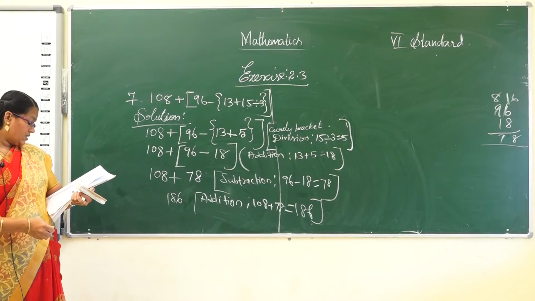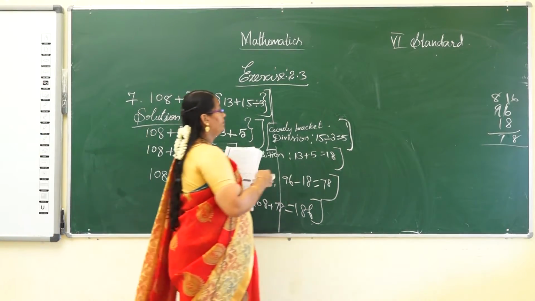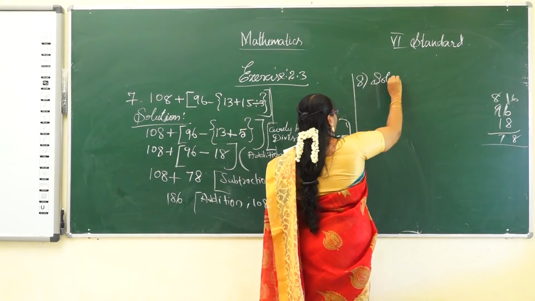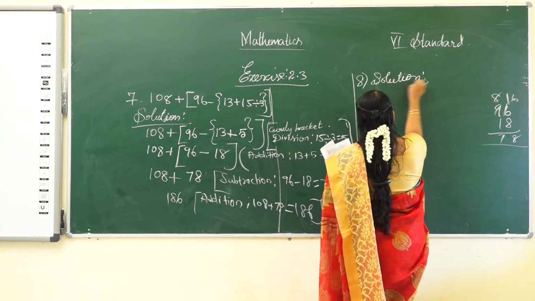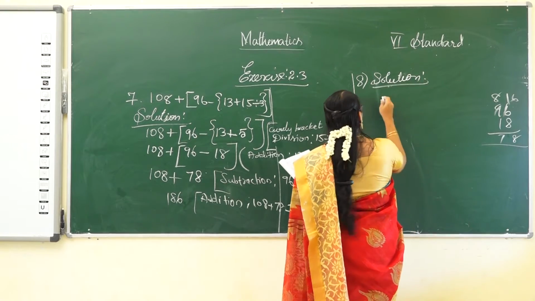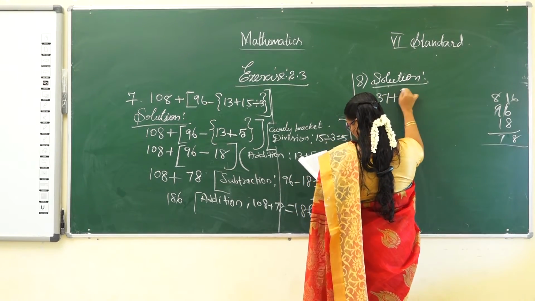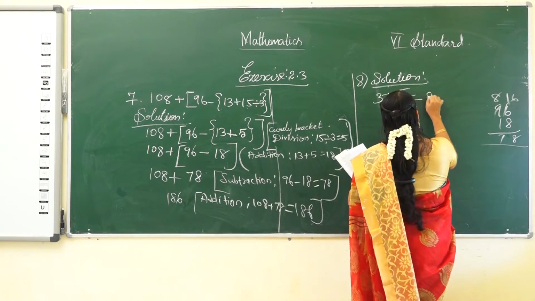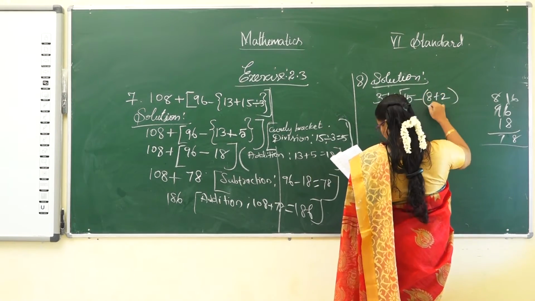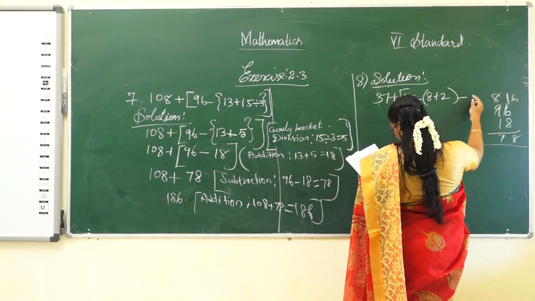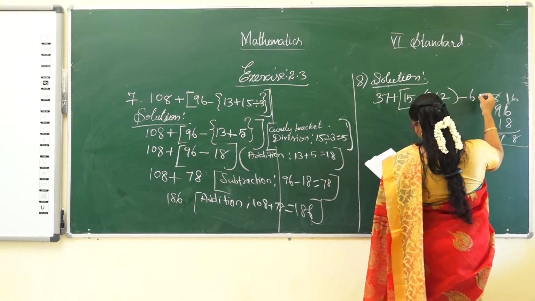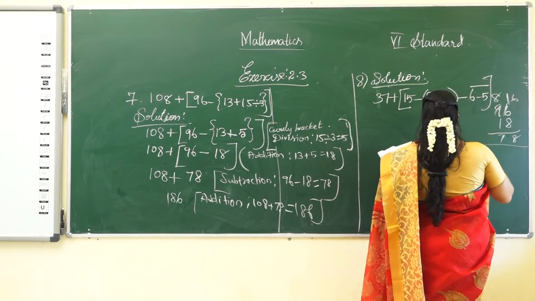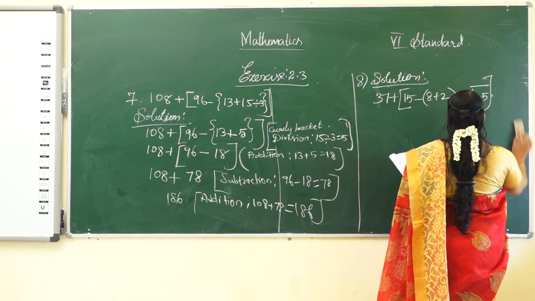Okay. Now see the 8th problem. Eighth problem: 37 plus square bracket 15 minus 8 plus 2. Different here, the bar, the vinculum is given over 6 minus 5. And close the square bracket. Okay.